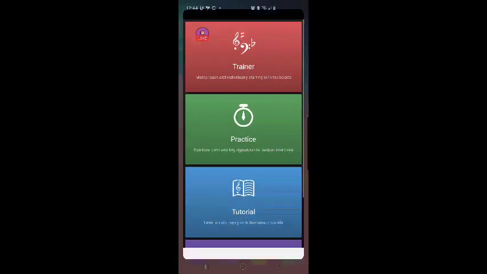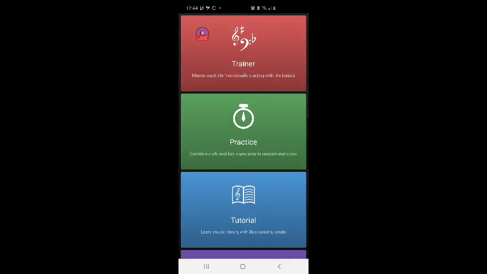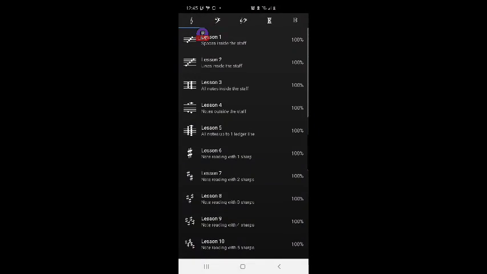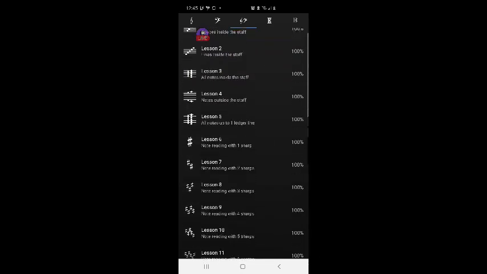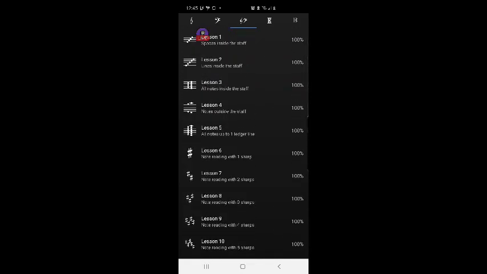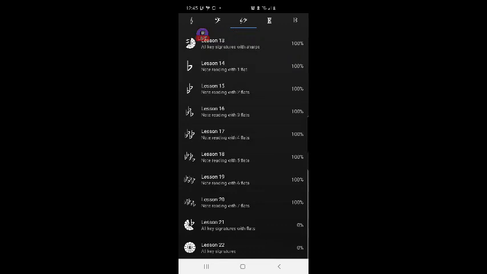Music theory with using the Vivace app. So I'm going to go over to that application, which I have open right now. Go to trainer. I know that I'm in the grand clef, or grand staff, which is the treble and bass clef. And I'm taking lesson 21, all key signatures with flats.